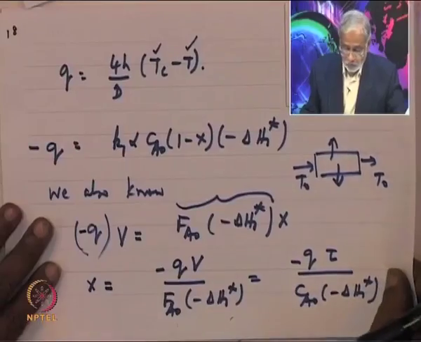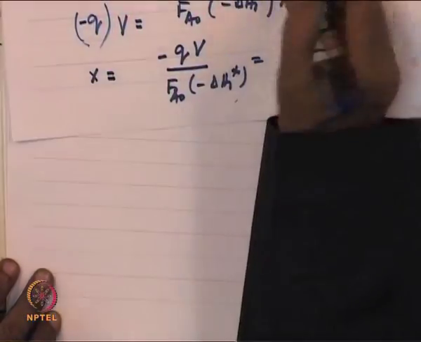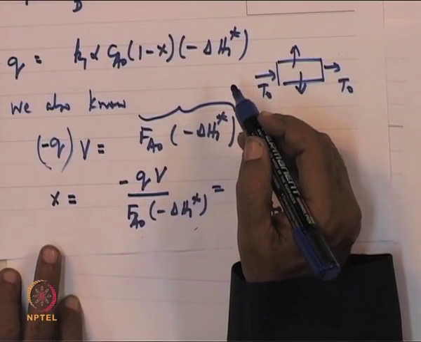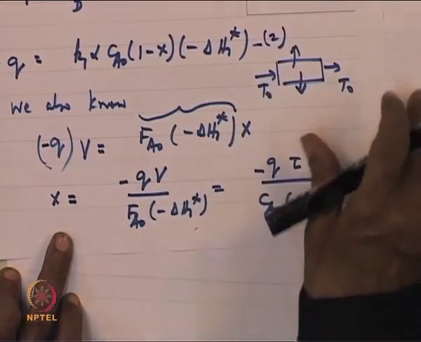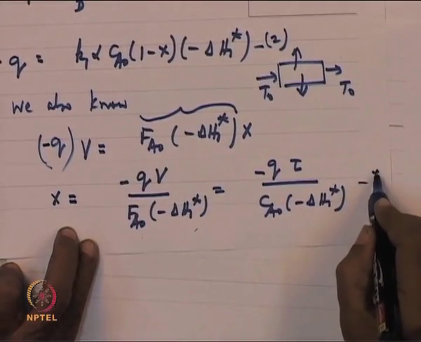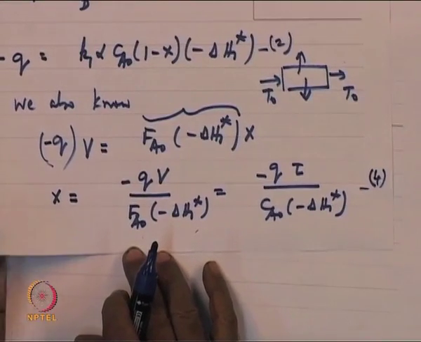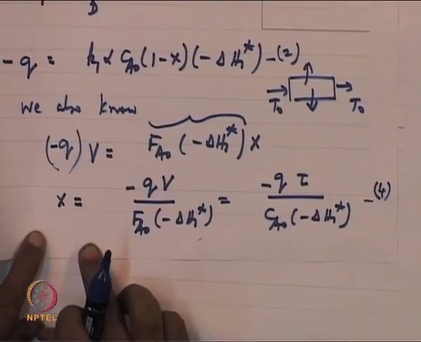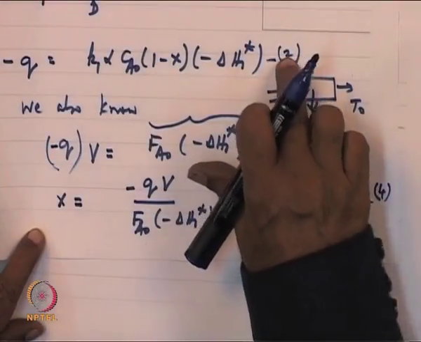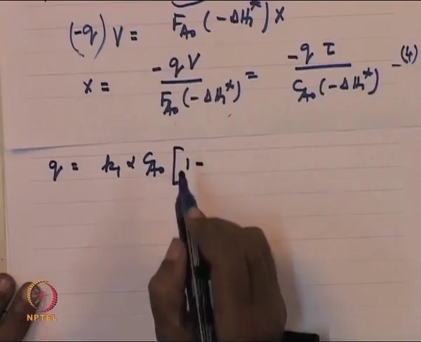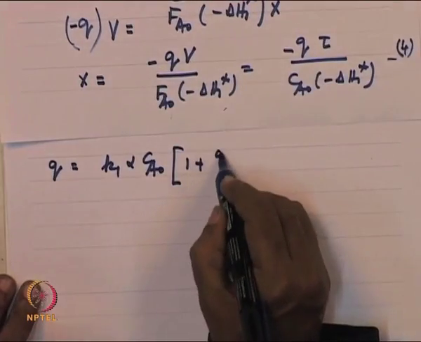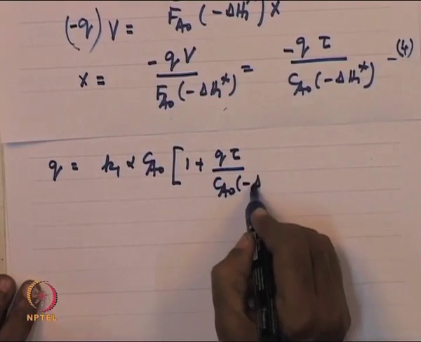Okay. Now, we are going to substitute for X from this equation into this equation. I will put this as equation 2, and therefore, this as equation 4. This is what I have in my notebook, so bear with me. I want to substitute for X from equation 4 into equation 2, that is all I am going to do now. When you do this, you get Q equal to K 1 alpha C A 0 1 minus X, with X being Q tau divided by C A 0 times minus delta H 1 star.